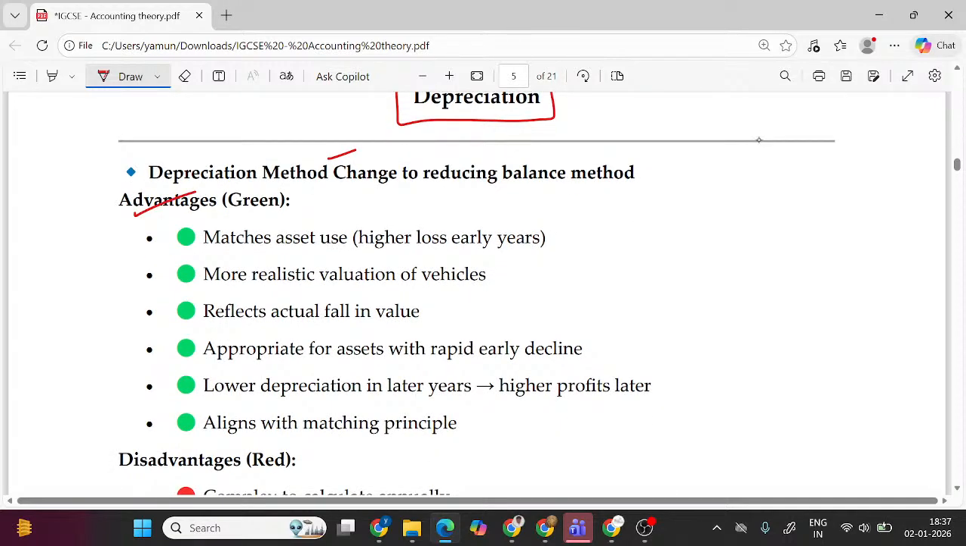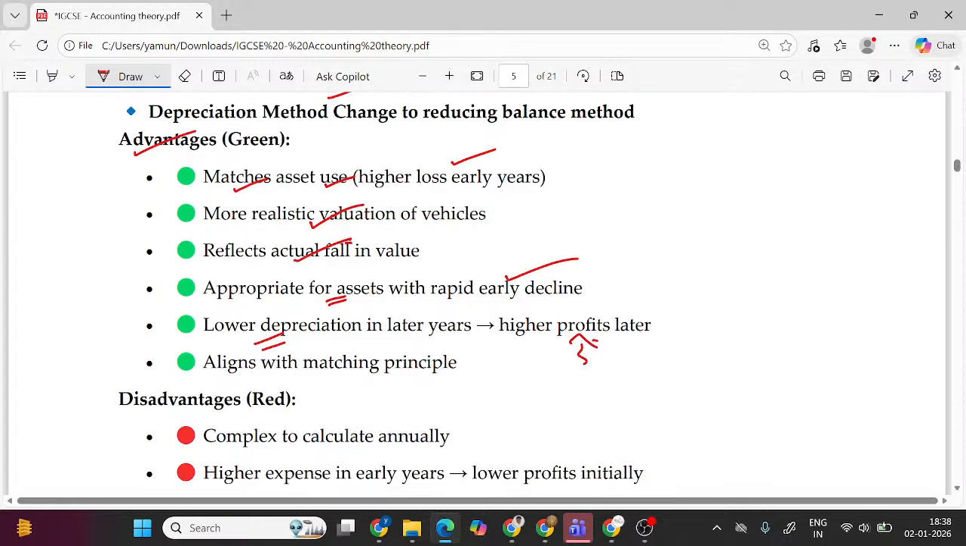Advantages: matches asset use, higher loss in earlier years. More realistic valuation of vehicles will be there. Yes, obviously, if you're using it for 1 or 2 or 3 years, the value of the vehicle is reduced. Reflects actual fall in value. Is appropriate for assets with rapid early decline. It lowers depreciation in later years, like higher profits later. Aligns with matching principle for that year, right?